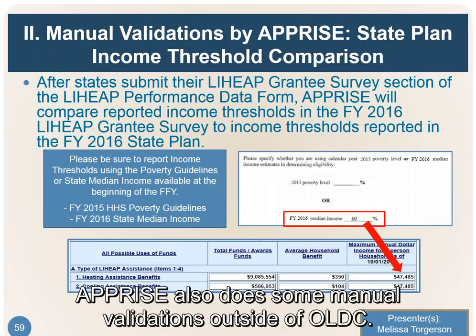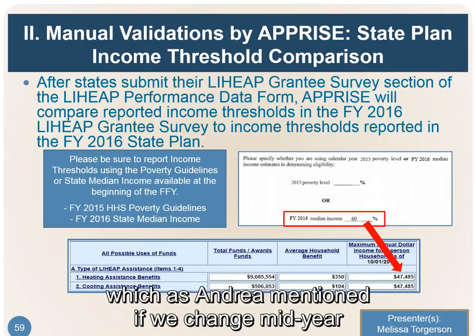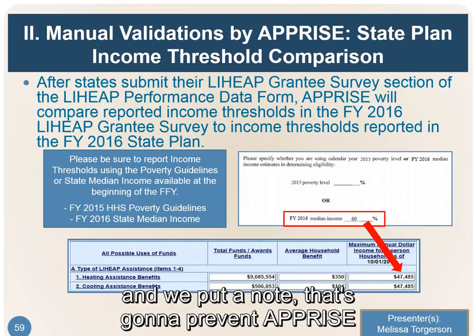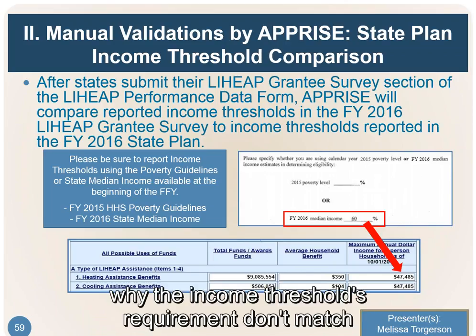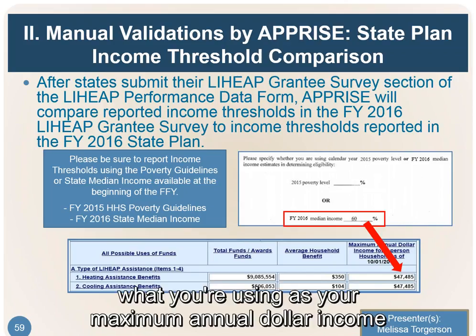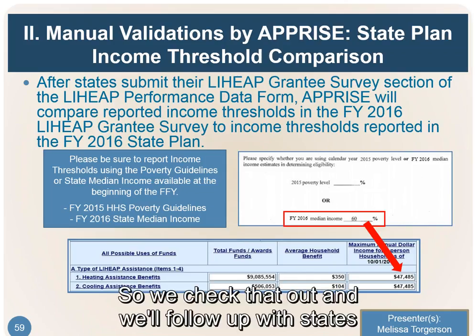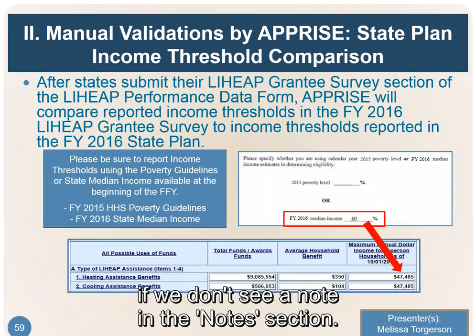APPRISE also does some manual validations outside of OLDC. So we're going to be checking the income threshold, which Andrea mentioned. If we change mid-year and we put a note, that's going to prevent APPRISE from giving you a call to clarify why the income thresholds or requirements don't match what you're using as your maximum annual dollar income for households of 4. So we check that out, and we will follow up with states if we don't see a note in the notes section.